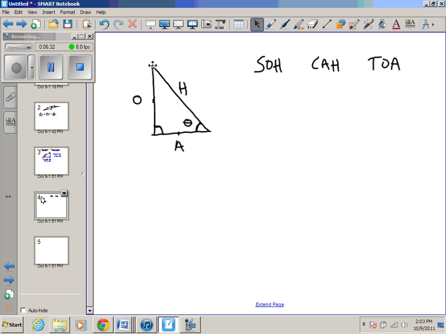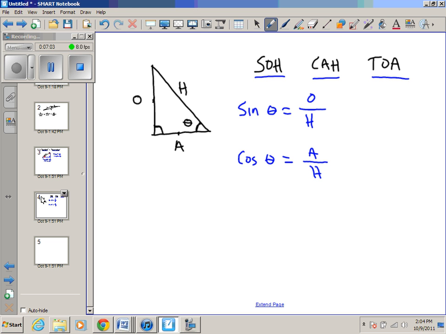SOHCAHTOA tells us the relationship between these three functions, sine, cosine, and tangent, and these three sides. To remember what this is: sine of theta equals the opposite, O, over the hypotenuse, H. Cosine theta equals adjacent, A, over hypotenuse, H. And TOA, tangent theta equals opposite O over adjacent A.